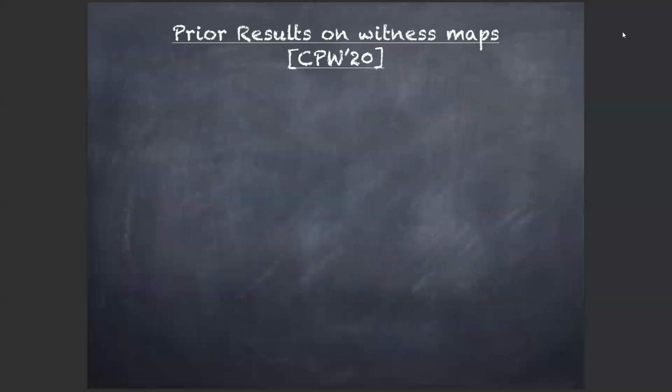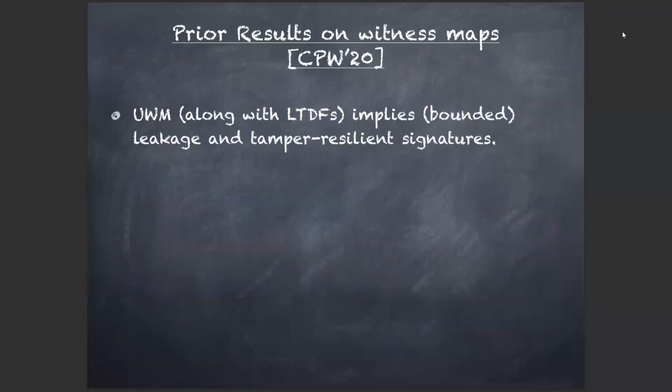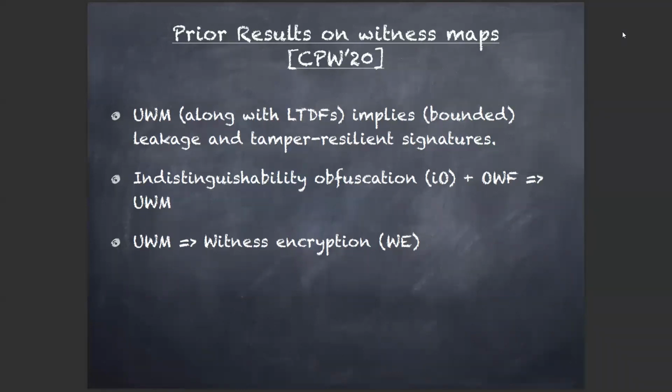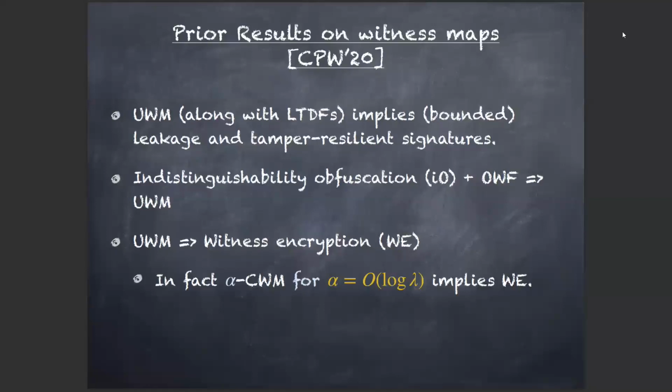Okay. So what do we know about prior results on witness maps? From our PKC paper from 2020, we showed that UWMs have applications in the area of leakage and tamper resilience. We showed that this primitive can be constructed from IO and one-way function. And we showed that this primitive is quite strong because it implies witness encryption. So this is like the new kid on the block of Obfustopia. And in fact, we showed that even if you relax unique witness map to alpha-CWMs, where the set of proofs is polynomial, it still implies witness encryption.